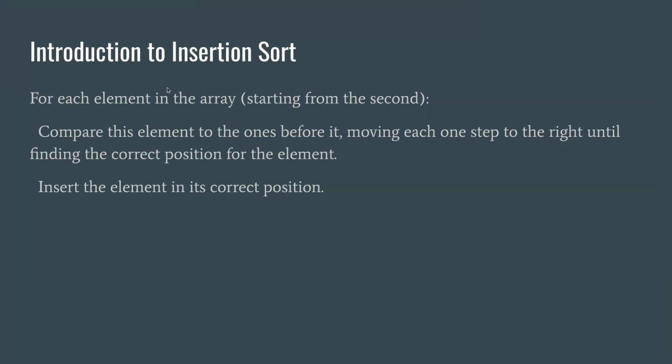Here is the pseudocode. For each element in the array, you start from the second. You compare this element to the ones before it, which is why we start from the second, moving each one step to the right until finding the correct position for the element, and then insert the element in its correct position.